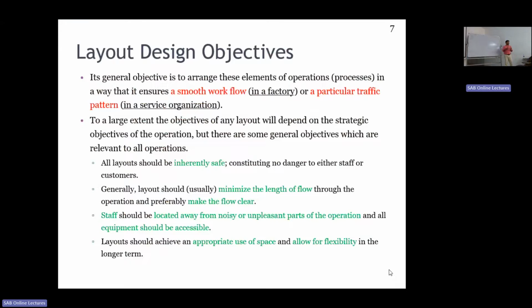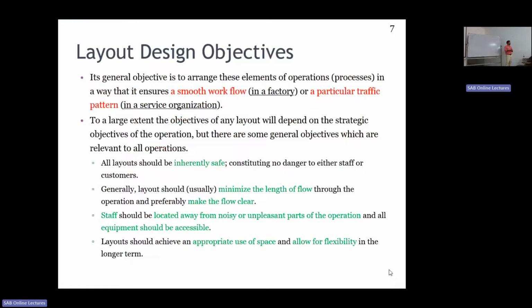And all equipment should be accessible. Otherwise, users cannot use them easily, so utilization would be lower. And at the same time, layout should achieve an appropriate use of space. Available space should be appropriately utilized.